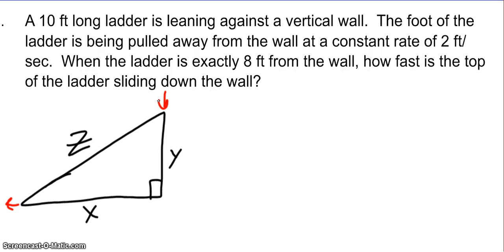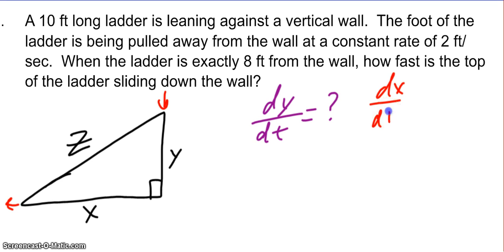So when the ladder is exactly 8 feet from the wall, how fast is the top of the ladder sliding down the wall? So the top of the ladder is going to be represented by Y. So if we're trying to find how fast is that falling, we're trying to find dy dt. X is the bottom of the ladder. Dx dt equals 2 feet per second. X is 8 feet.